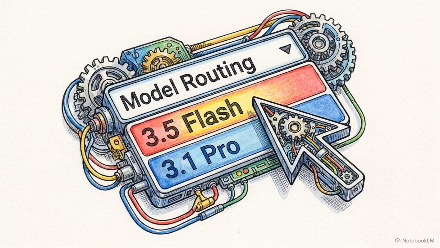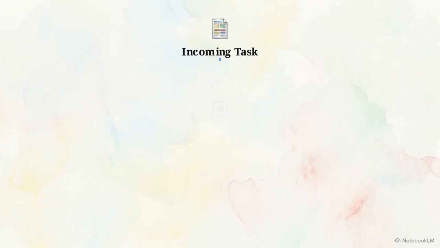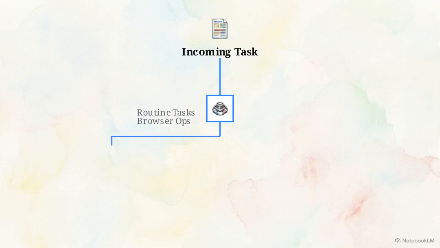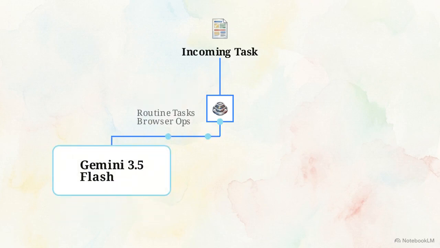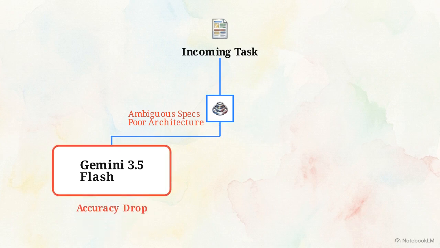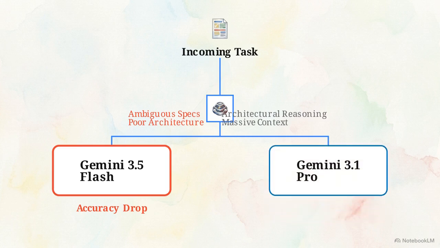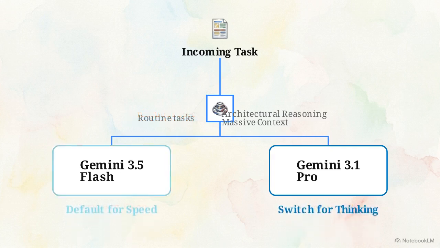You are responsible for routing work to different AI models based on the complexity of the prompt. This decision matrix breaks down the routing logic. For routine implementation and browser operations, you send the work to Gemini 3.5 Flash, which delivers high throughput and speed. However, if you give Flash an ambiguous specification or a poorly defined architecture, its accuracy drops sharply. When the job involves architectural reasoning or requires recalling context across a massive codebase, you route it to Gemini 3.1 Pro. That extra reasoning capability comes with a noticeable latency tax. It will take longer to get your output.